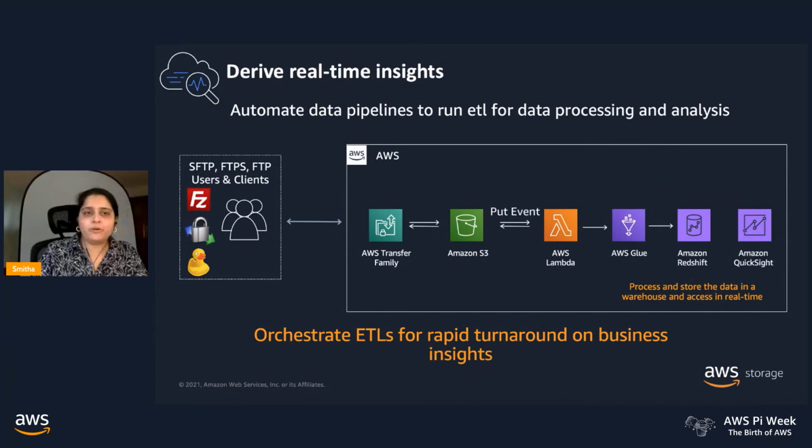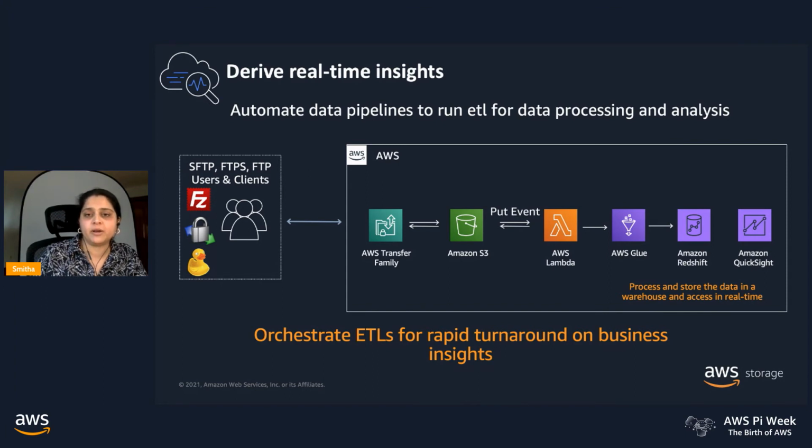And to the most important part, right? Deriving insights in real time into your data. You might want to automate data pipelines so you run ETLs for analysis. For example, the data lands in S3, again the same put event. You trigger a Lambda, which kicks off an AWS Glue job to crawl the data, put the data in Redshift, and you have QuickSight reading off of the database to give you a dashboard of data.